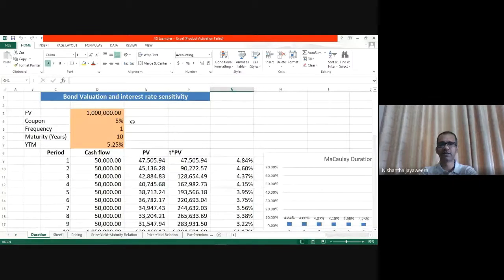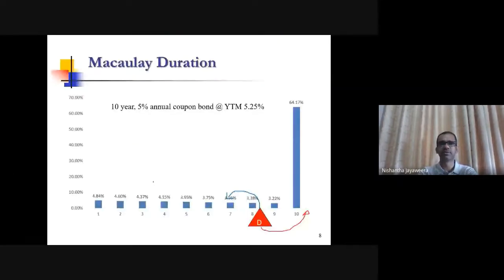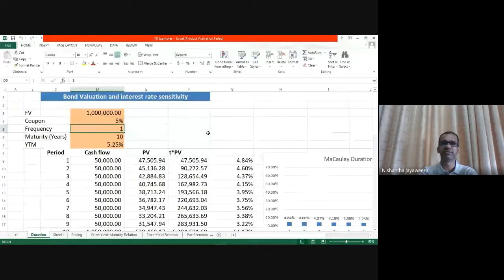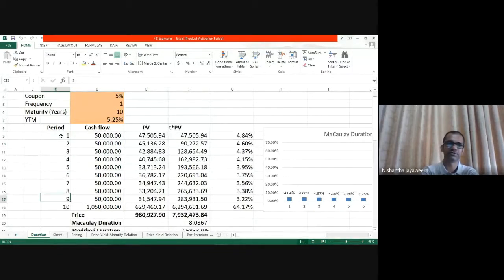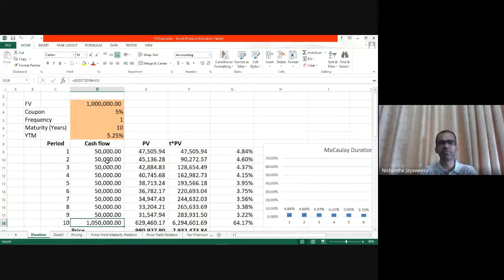Example of 1 million face value. This one, 5% coupon. To make it easy, I made the frequency 1, annual coupon, maturity 10 years. As we did in pricing, we need the timing of each cash flow and the cash flow. Since the coupon is 5% and face value 1 million, we get 50,000 on each coupon date. On the maturity date, we get 1,050,000.